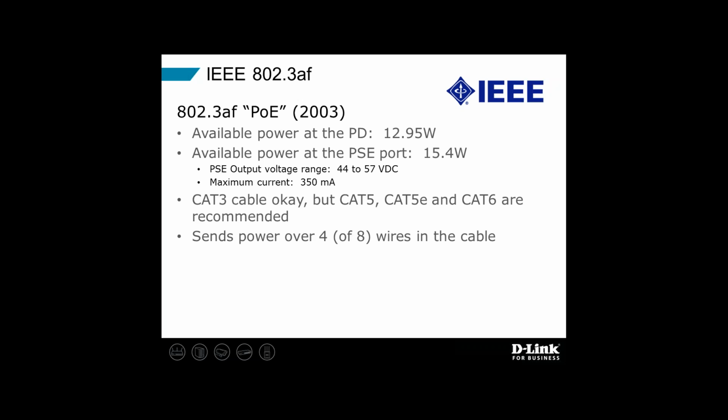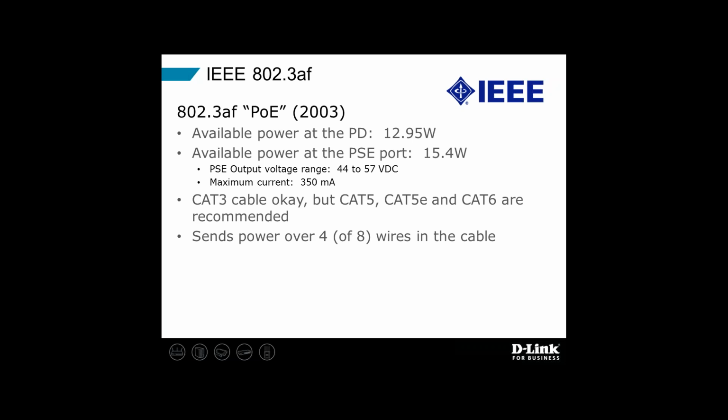So let's talk in a little bit more detail about the first PoE standard. This is AF, which came out, as I mentioned, in 2003. With 802.3af, it allows for up to 15.4 watts of power to be available at the PSE port. And remember, we're talking about a LAN cable that can be going 100 meters long, and we're going to have voltage drop along those 100 meters.